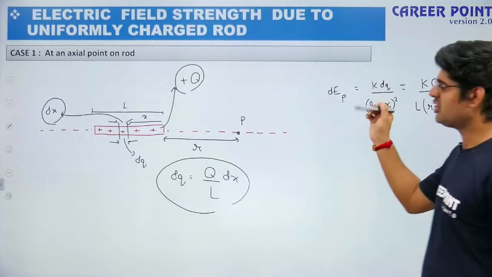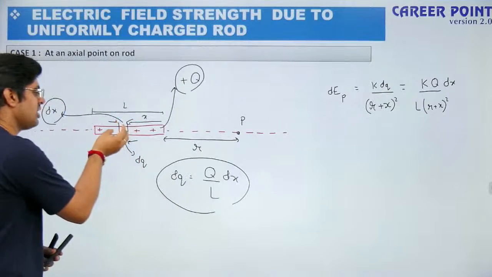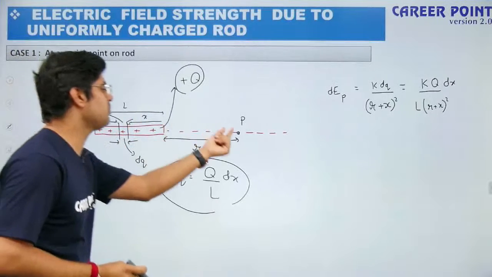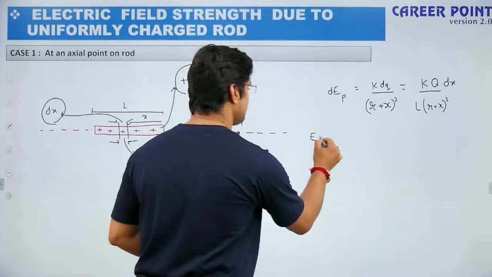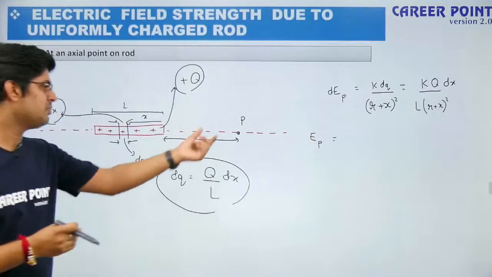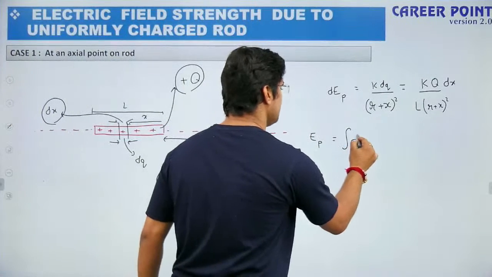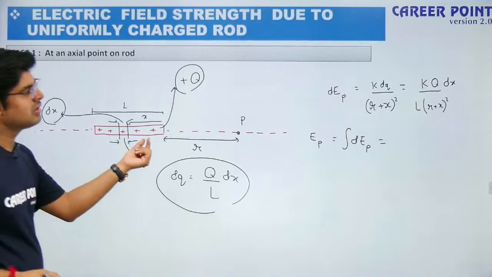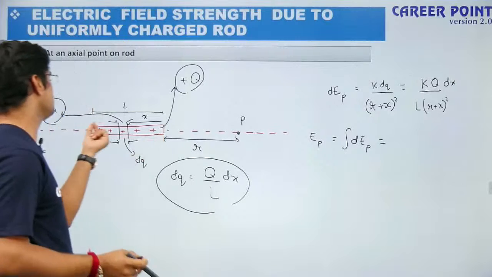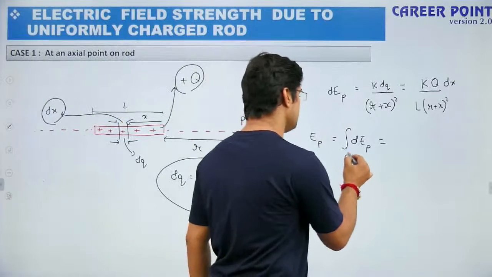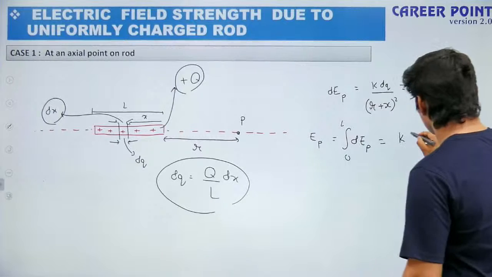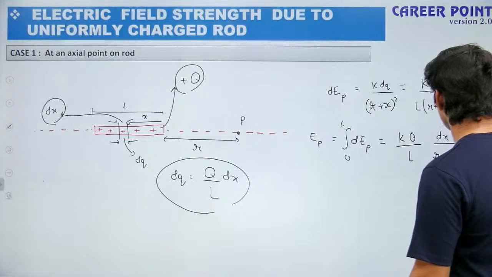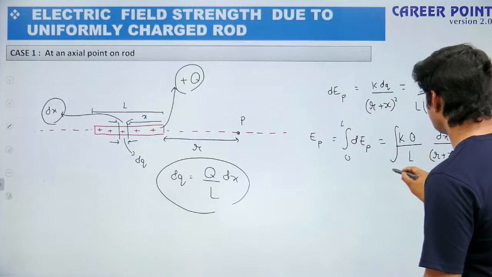No problem. Now this was electric field due to a point charge or a small element which we have taken on the rod, but we have to consider electric field due to the whole rod at point P. In that case we can write net electric field EP at point P will be given by integration of this dEP. From where to where? From value of x 0 to capital L. So 0 to capital L will be the limits: kq divided by L, dx upon (r plus x) whole square, and limits will be 0 to capital L.